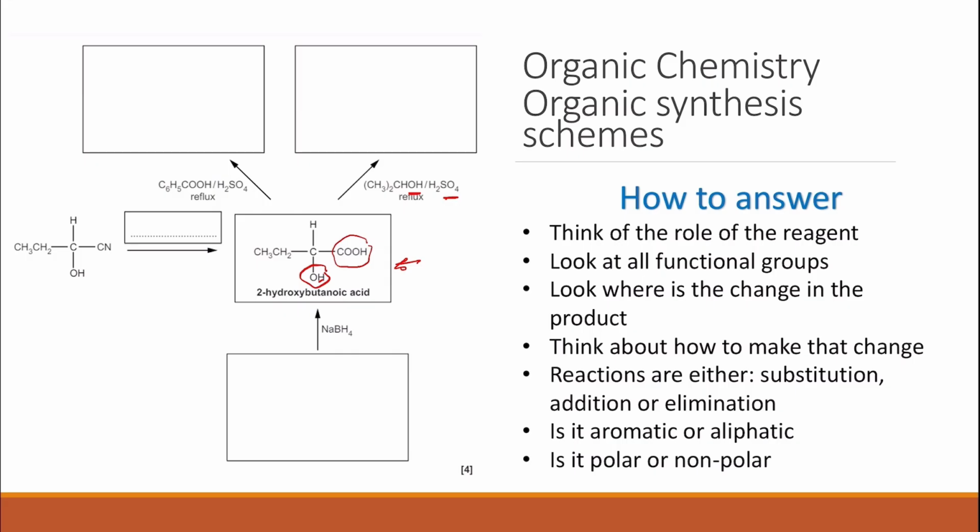And then on the second one, they gave a carboxylic acid with sulfuric acid as a catalyst. So now which one is going to react? Always look at your functional group. So it's going to be the alcoholic functional group that will react with the acid to give us the ester.